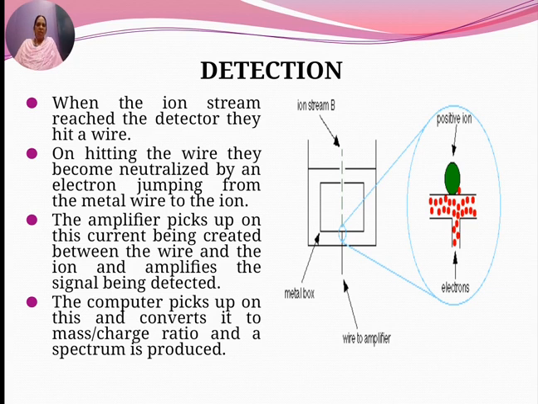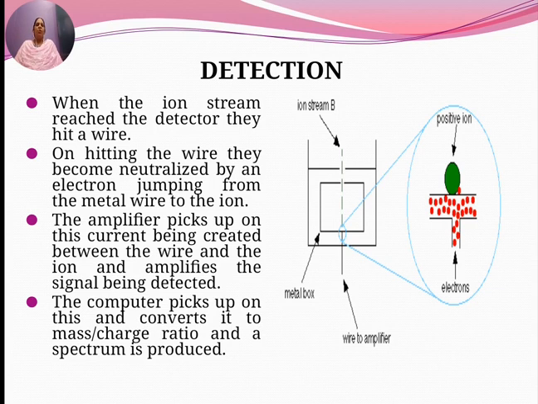So the ion beam which is reaching the detector strikes a wire. On hitting the wire, they get neutralized by an electron jumping from the metal wire to the ion. The amplifier picks up the current being created between the wire and the ion. A current will be generated between the ion and the wire, and this can be amplified and it can be detected.